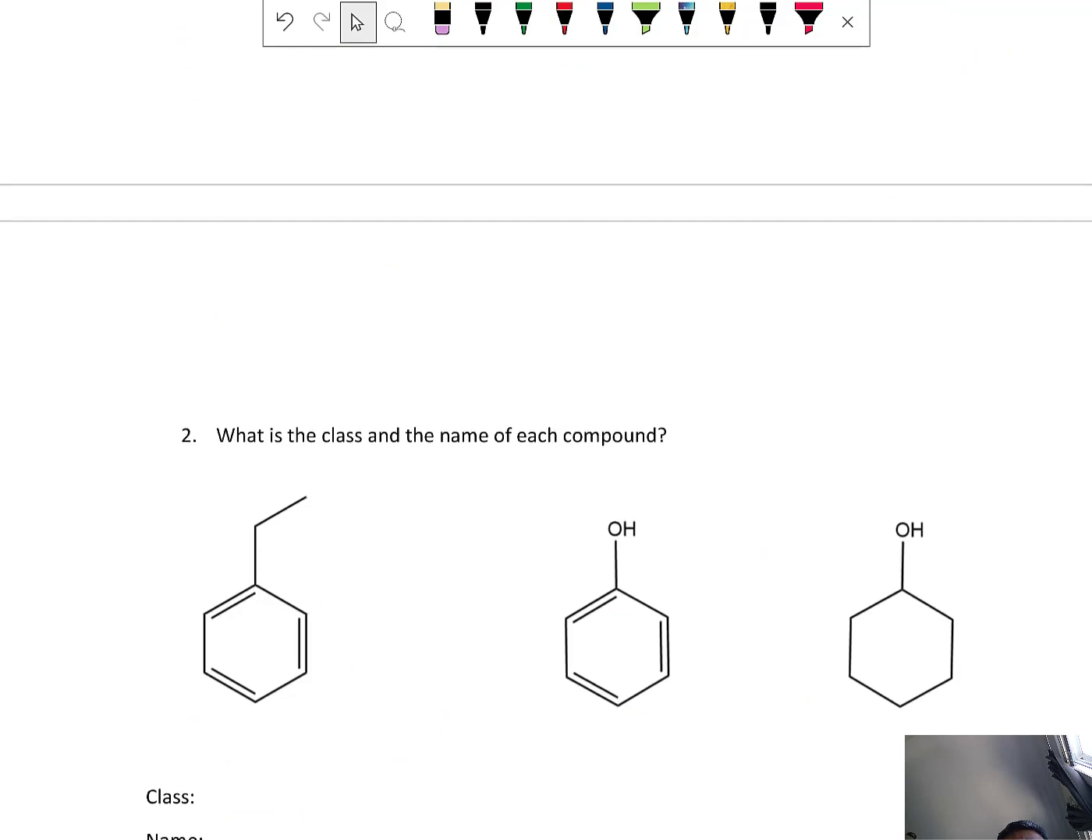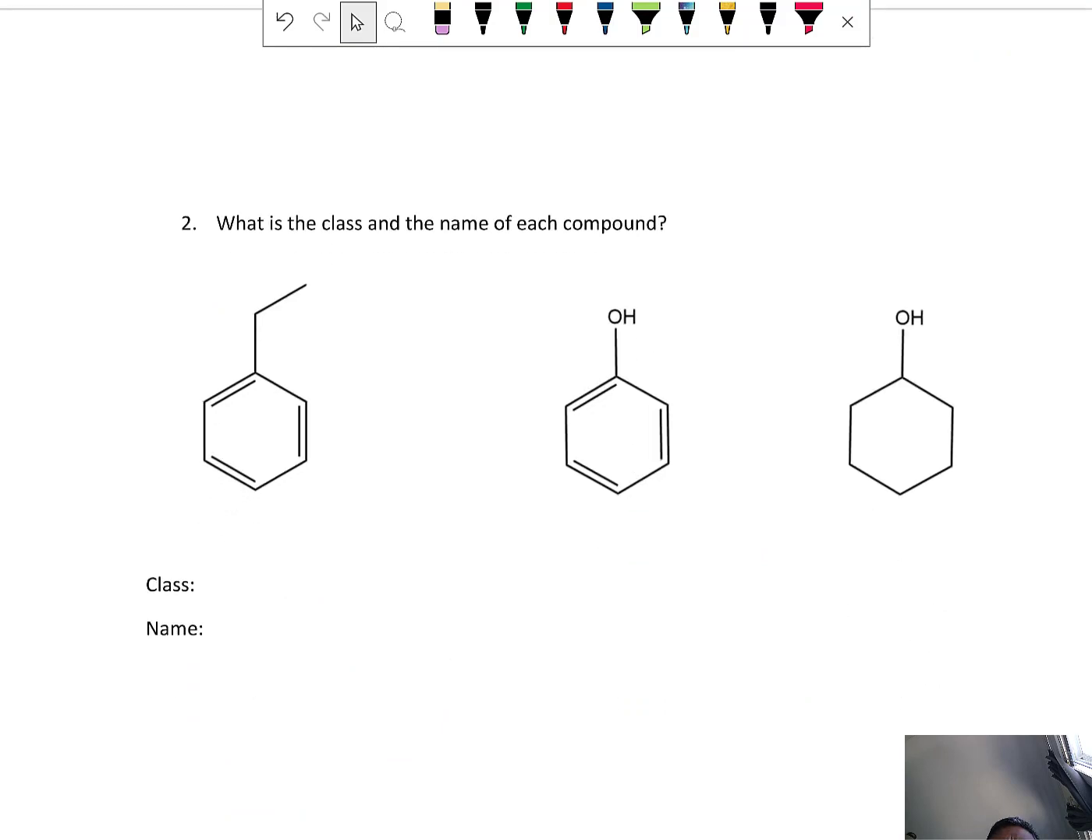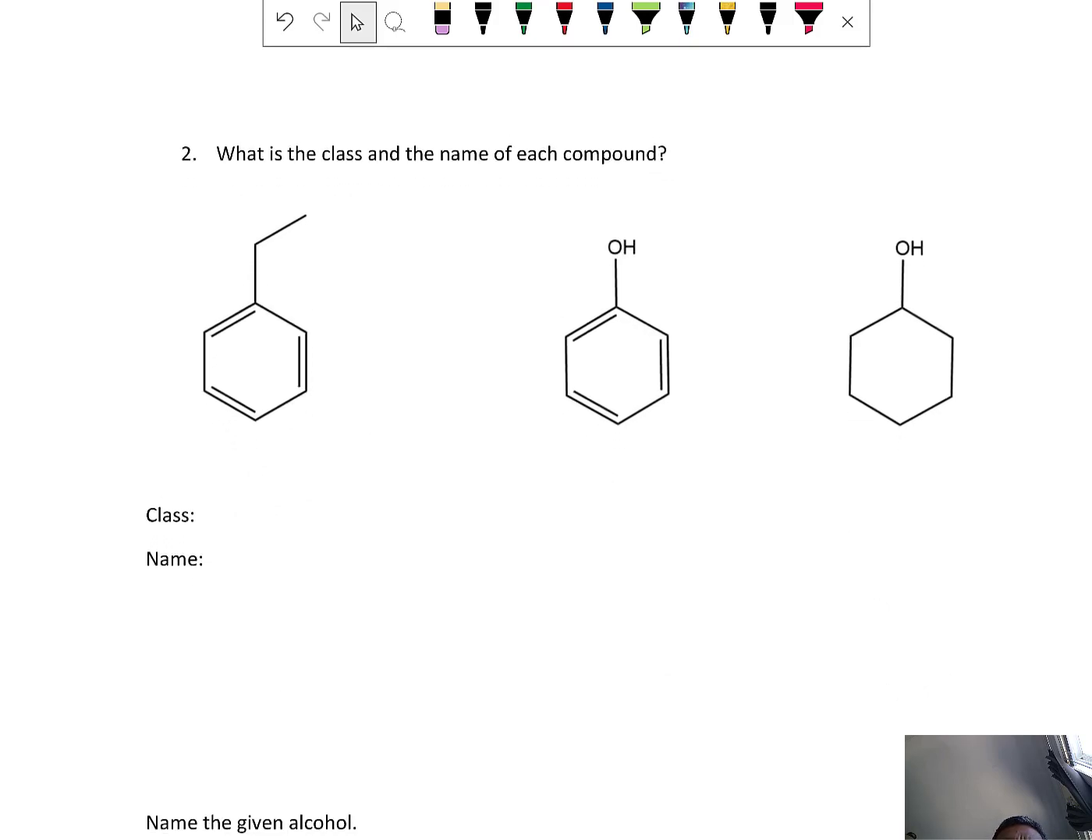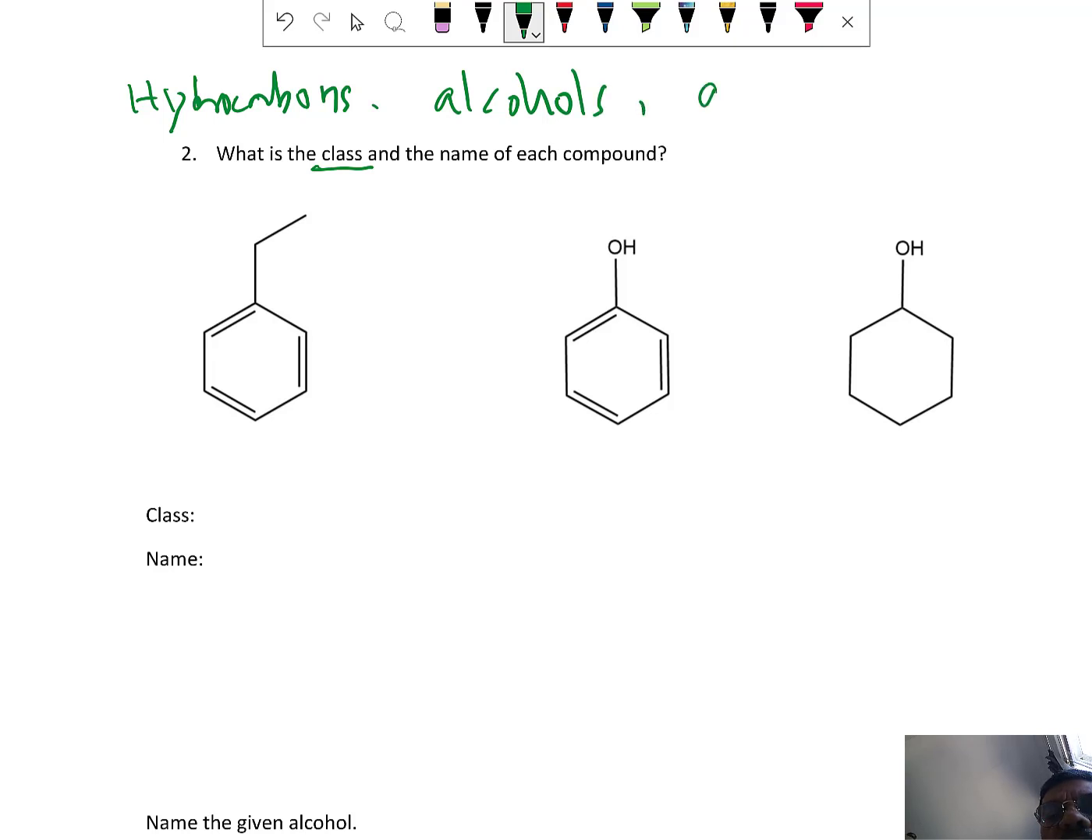Okay, there you go, number 2. Number 2, what is the class and the name of each compound? What's the class? Remember I talked about hydrocarbons, right? Hydrocarbons. And then we talked about alcohols. Then we talked about aldehydes and ketones. The general class is carbonyls, right?